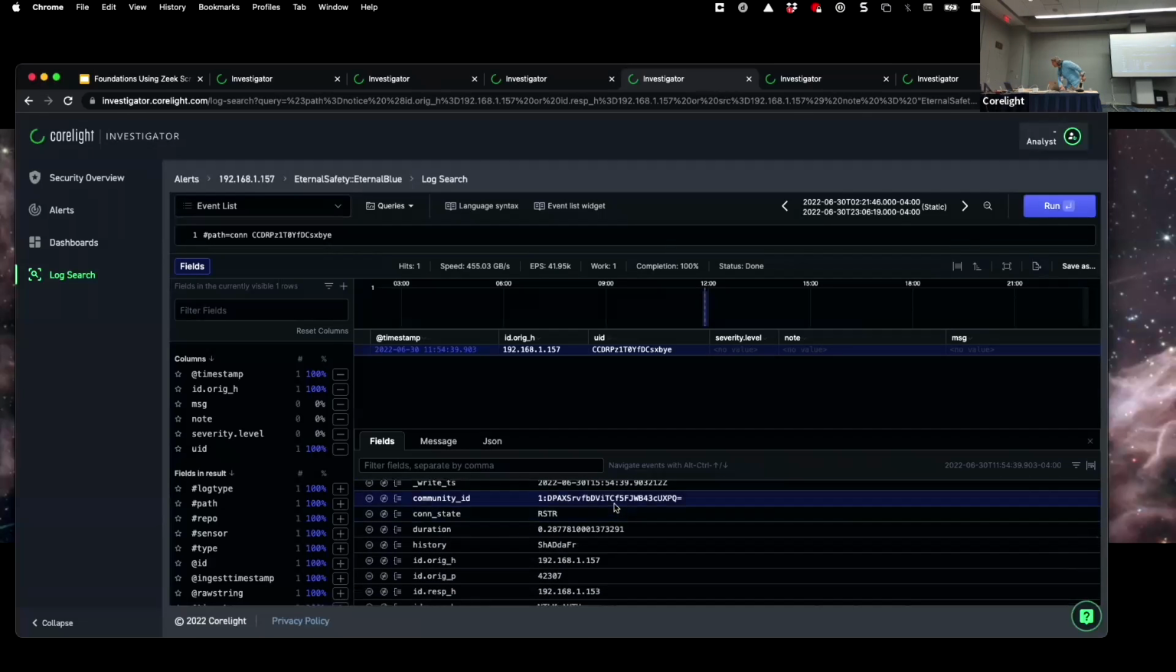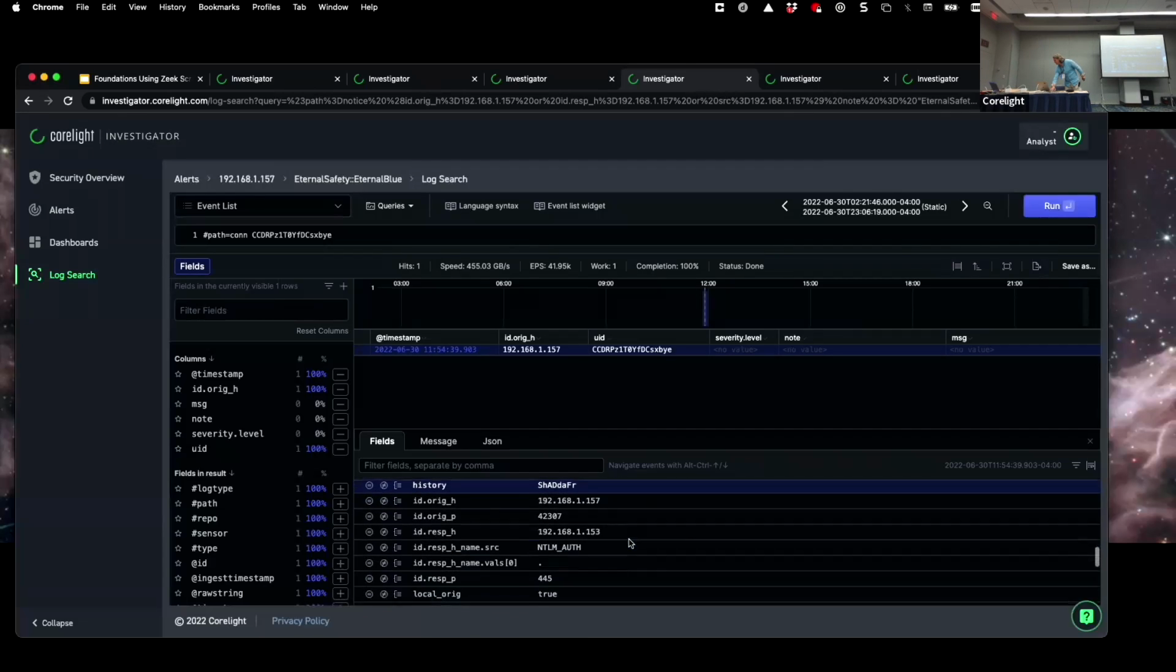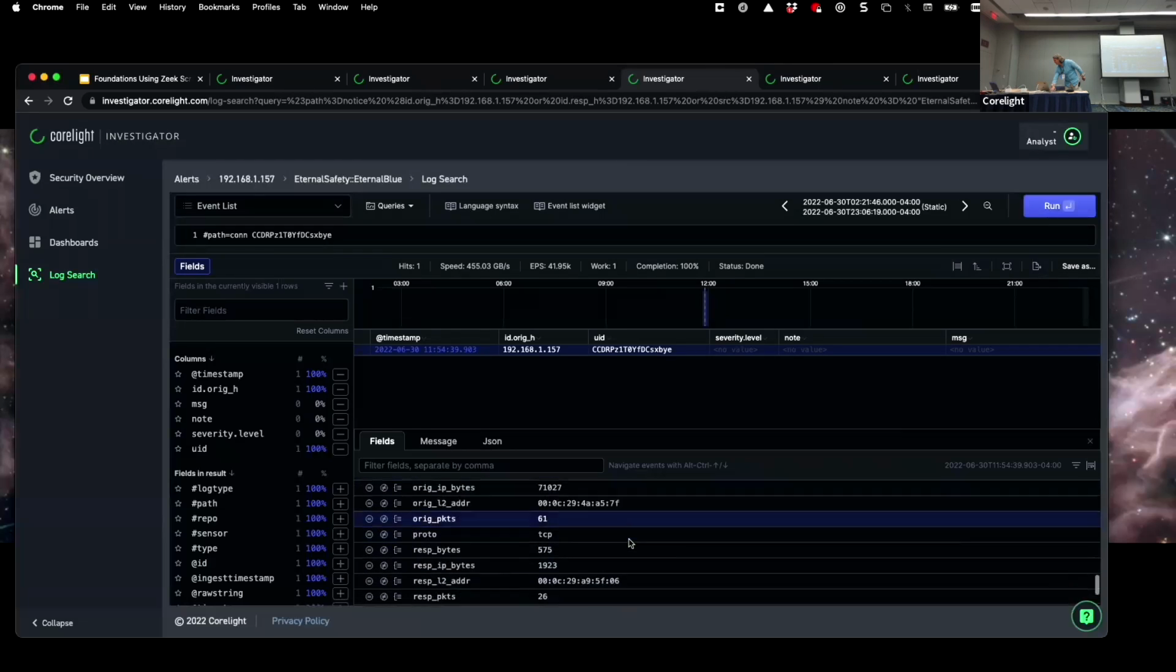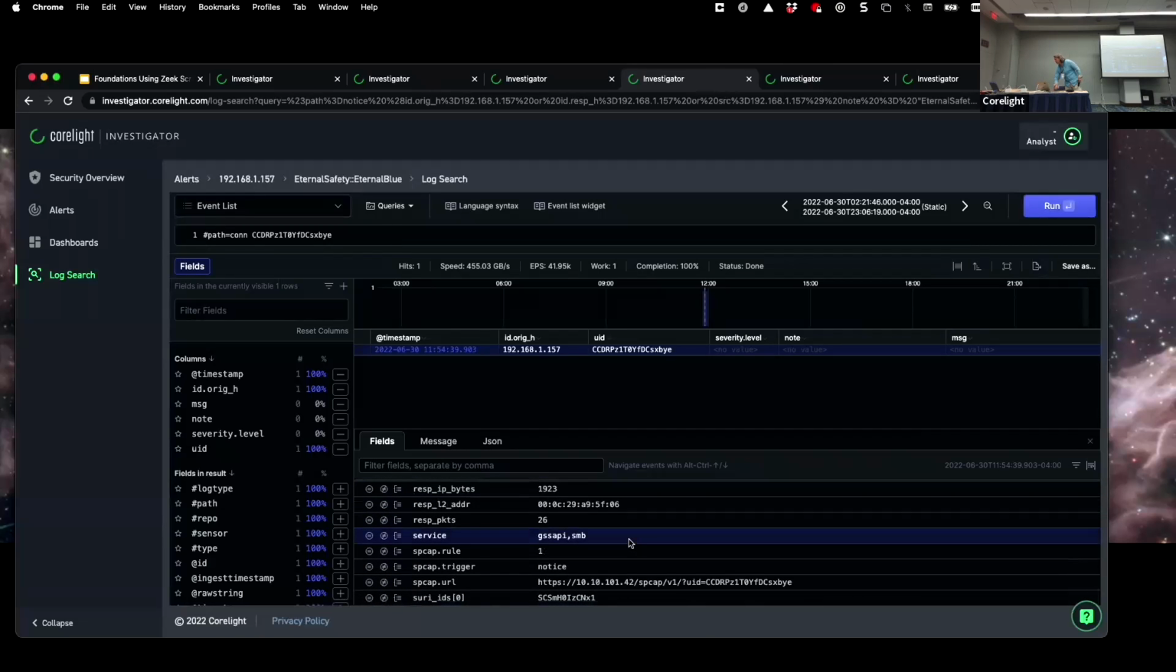You'll see community ID as one of those values that we talked about before. So here I can pivot to other data sets. I can join things with my EDR, but also in this, what's really of interest going down, you'll see Smart PCAP rule, Smart PCAP trigger, and then the URL. And I could do this in Splunk, Elastic, Devo, Humio, any of the SIEMs that you have.